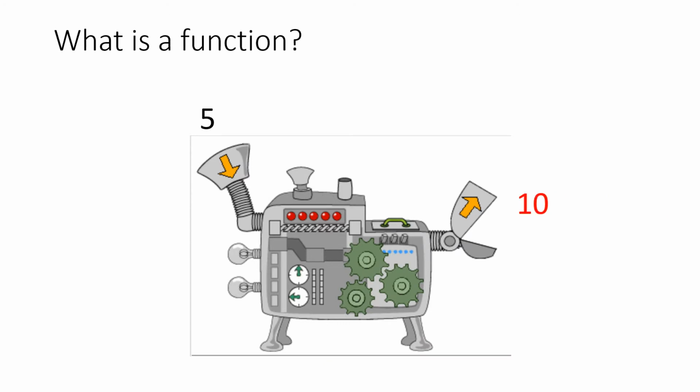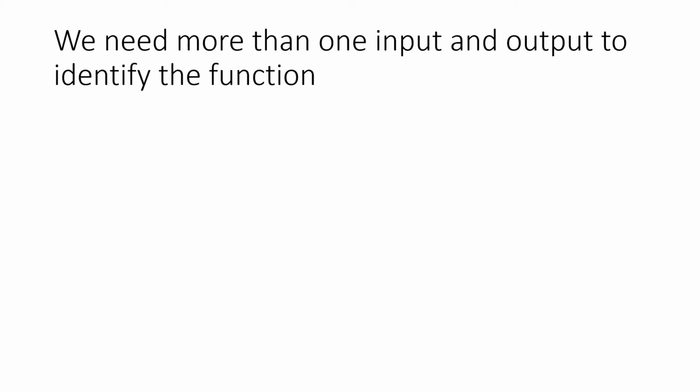However, is that the only way that we can get from 5 to 10? Can you think of another? Yep, that's right. We could have added 5. So our function could also have been plus 5. So this means that in order to identify a function, we need to have more than one input and output to check. So we need more than one input and output in order to identify the function.